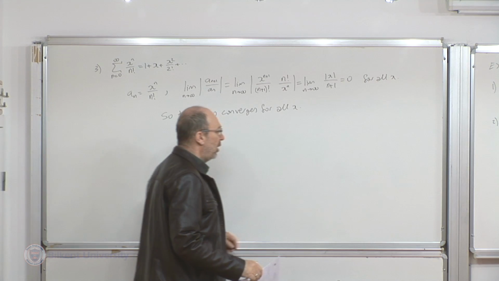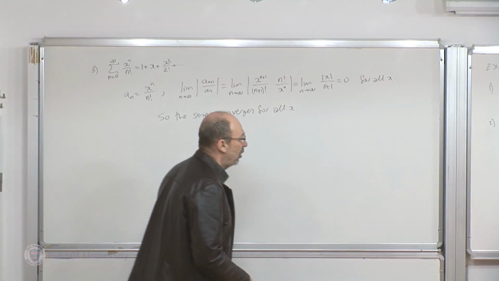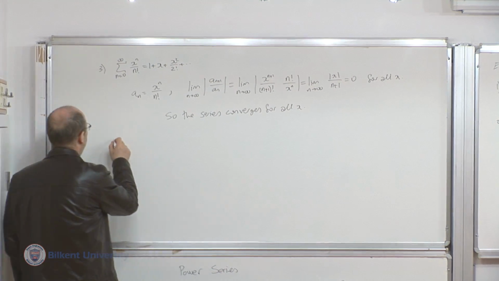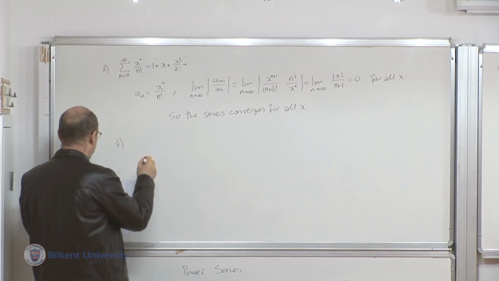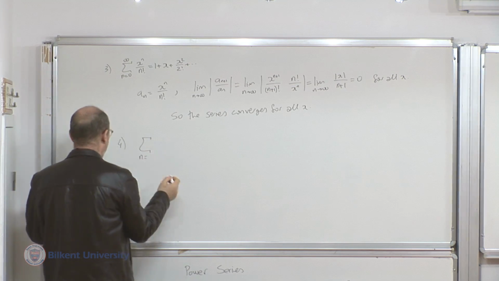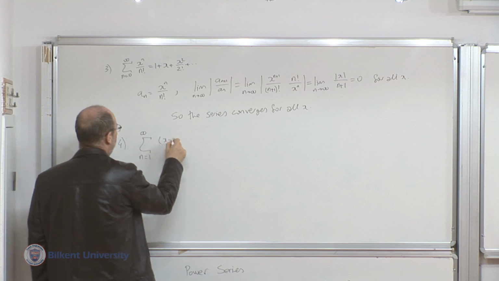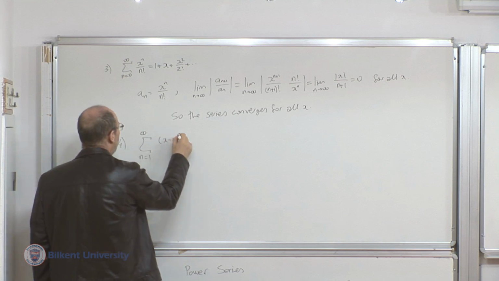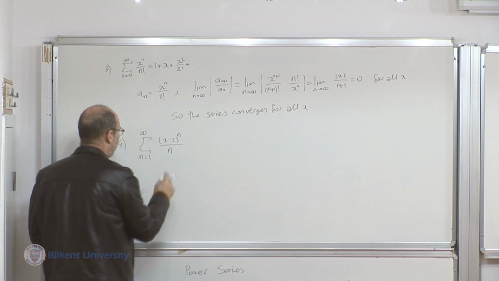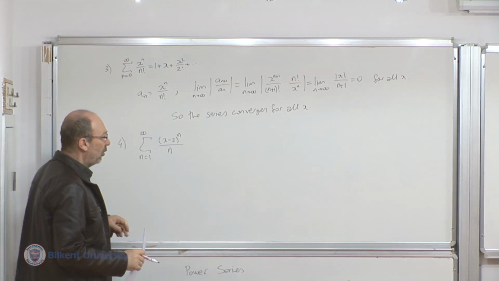So let me do an example where the center is not 0. So let's see how we handle those cases. So for example, this is something like this. n is from, so I think I'm dividing by n, so let's start with 1 to infinity, (x minus 2) to the power n divided by n.